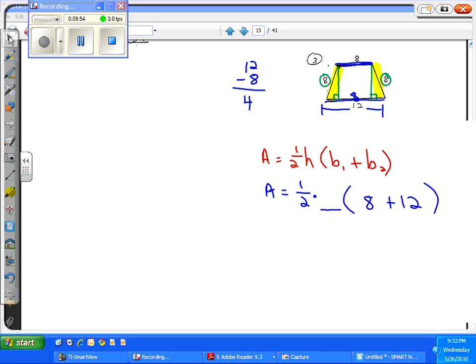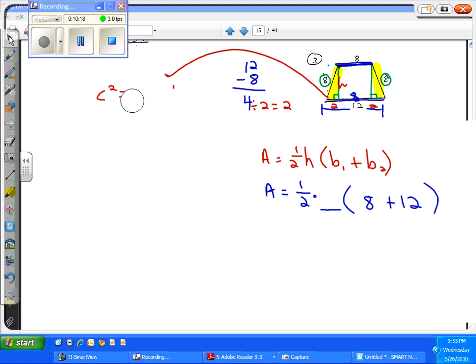So what's left when you do 12 minus 8 and get 4 can be divided by 2 to get each one of those little pieces. Now, that gives me enough to find my height because I now have two sides of a right triangle, and I can use c squared equals a squared plus b squared to find the height.